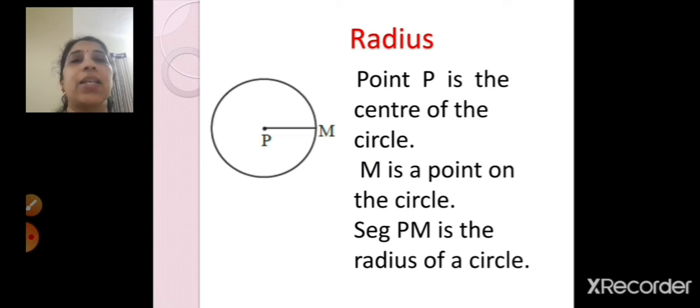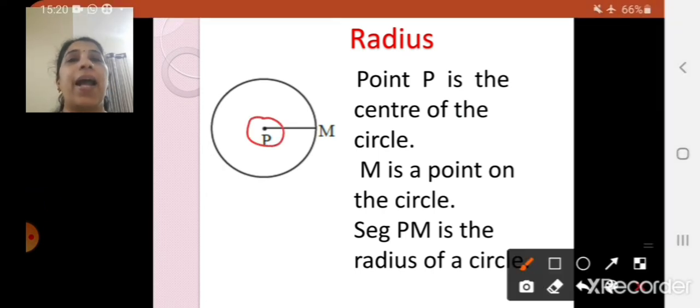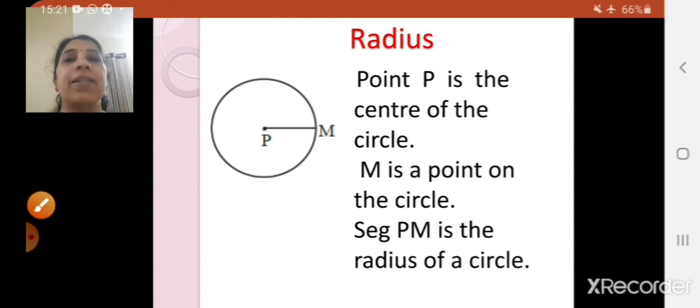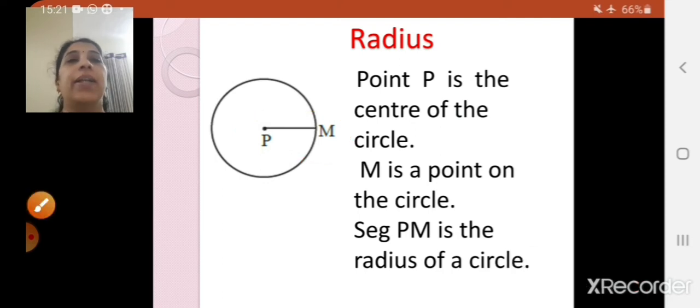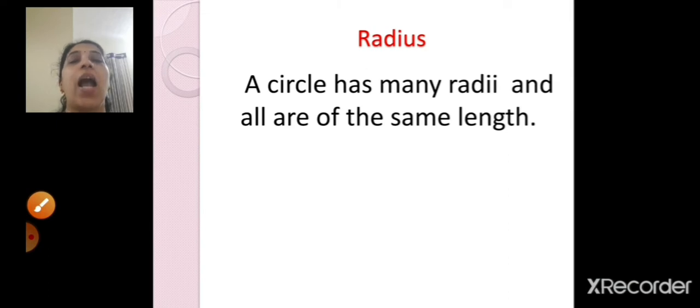Now you can see here, children, a circle has been drawn with the center as point P, right? And another point is on the circle, that is point M. So what is your radius? Your radius is segment PM, right? So segment PM is the radius of the circle. So a circle has got many radii and all are of the same length.